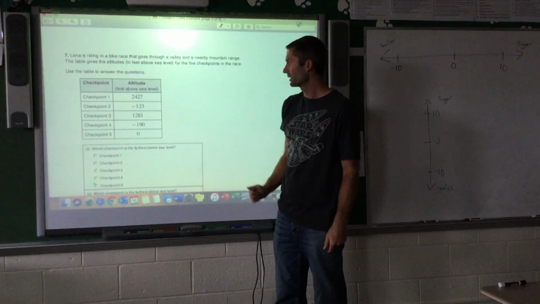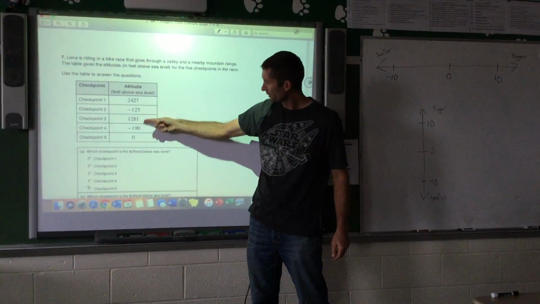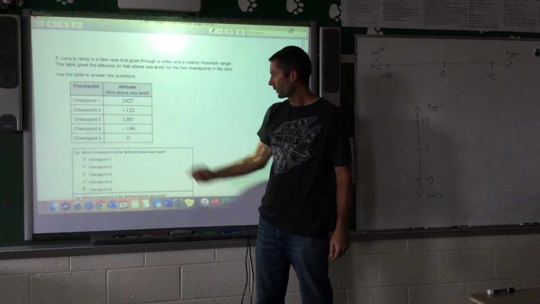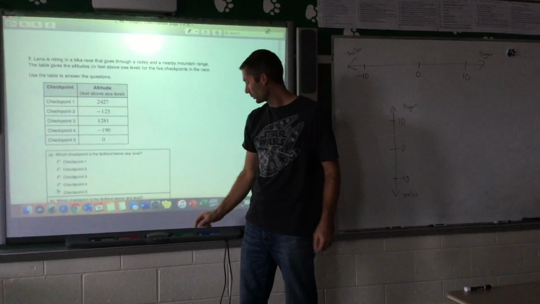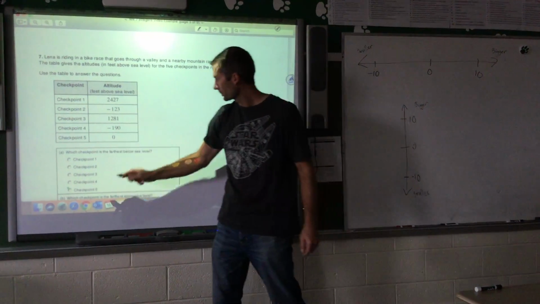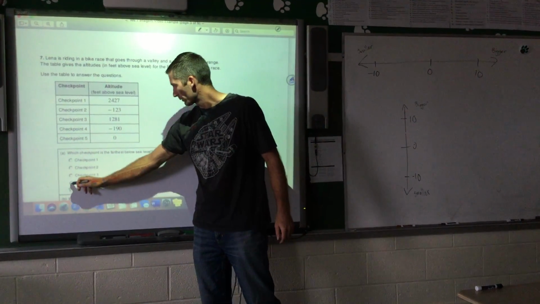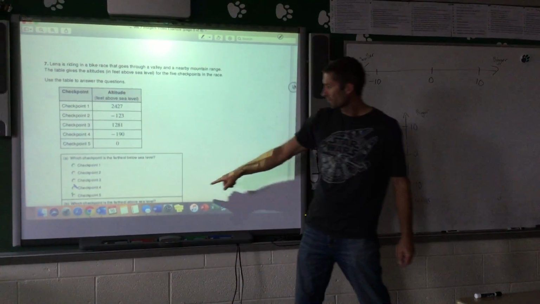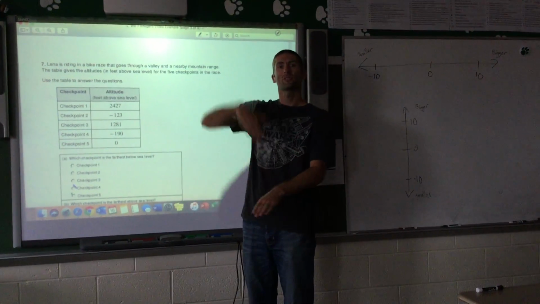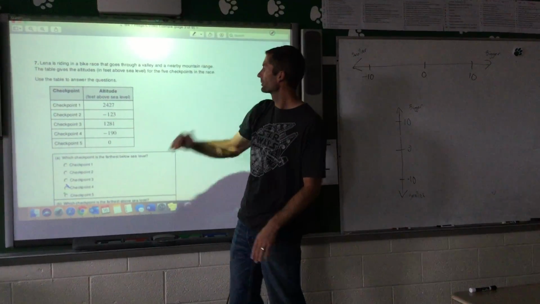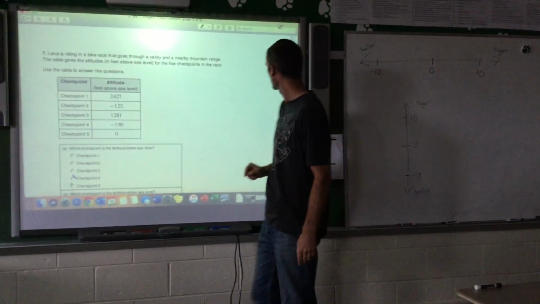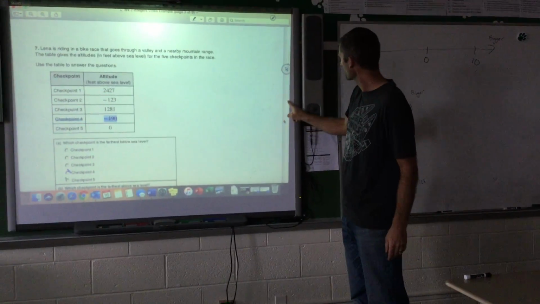So the biggest negative. Here's my 2 negatives. The bigger negative, or the farther below, is -190. -123 is actually up higher, so this is checkpoint 4. Next, which checkpoint is the farthest above sea level? So which is the highest? My biggest number. My biggest number is checkpoint 1, 2,427. That's my largest positive.